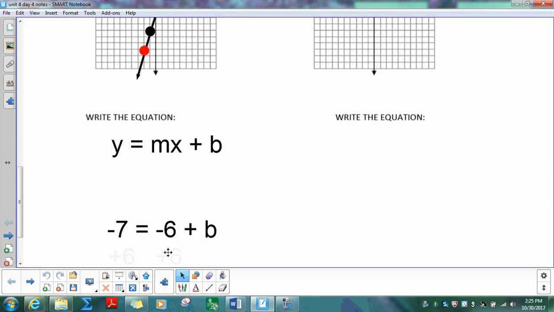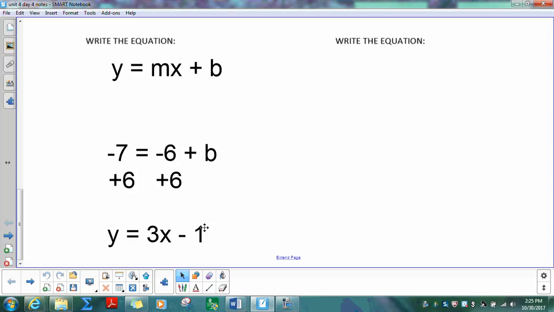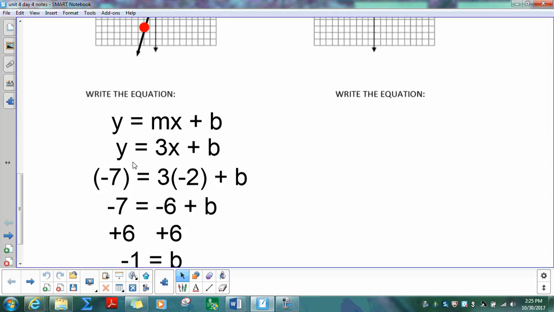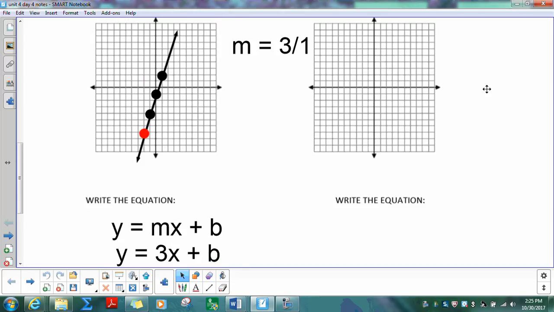I did it by finding it algebraically, which seems silly. You can do all this work in between and just use the point to find it, or you can actually look at the graph, which is totally fine. I got y equals 3x minus 1. You don't need all this work in between, but it's there in case you want to reference it. And on the try on your own, you're going to write the equation for that one as well.